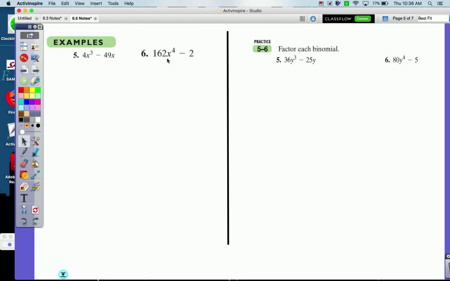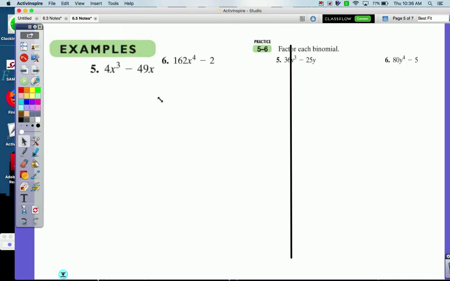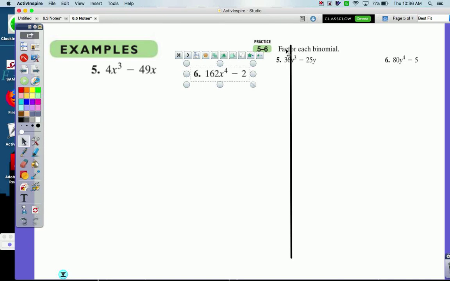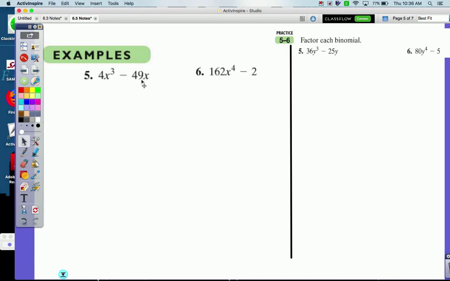Now the GCF part. If you look at examples 5 and 6 here, as they're written, they are not difference of two squares. But on number 5, you look and see, hey, both of those terms have an x in them. So if I factor out an x first, again, GCF first, that gives me 4. Now it's x squared because I took one of the x's away. And instead of 49x, I have minus 49.